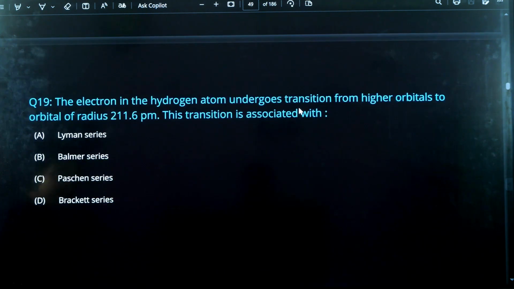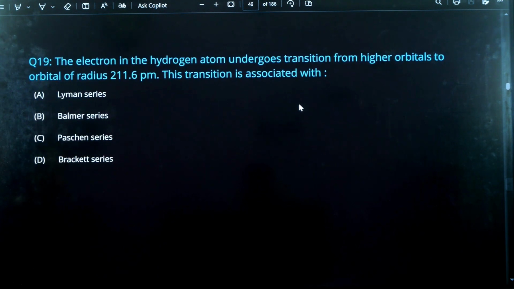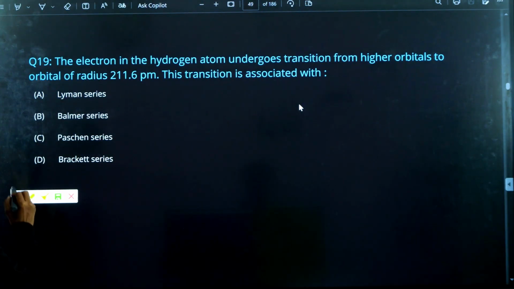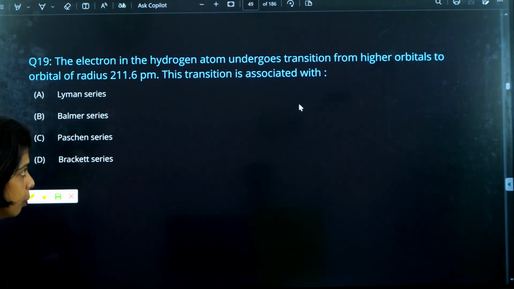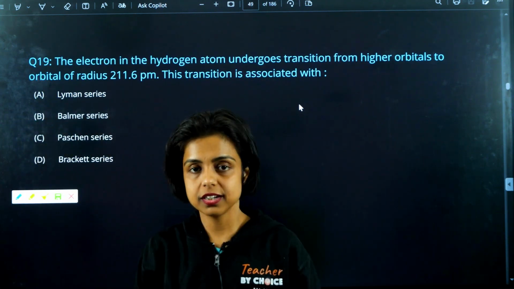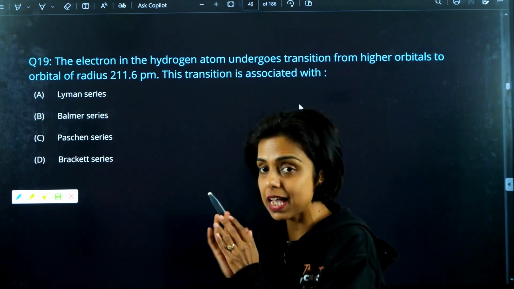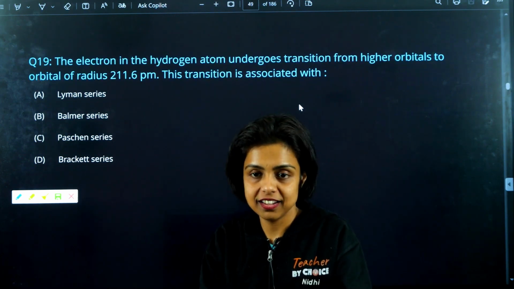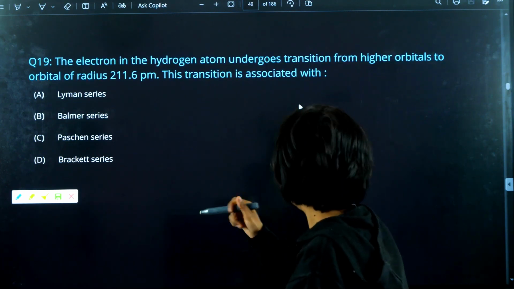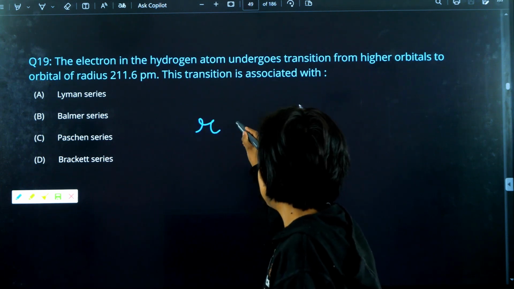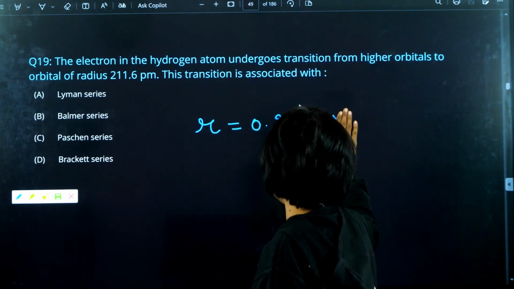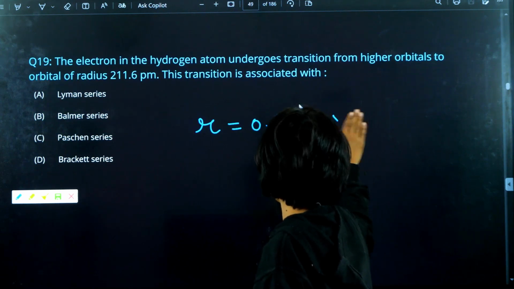Next question. The electron in the hydrogen atom undergoes transition from higher orbital to orbital of radius given in picometer. This transition is associated with which series? Okay, that means I am supposed to know electron comes to which n, right? So radius of the orbital is given, that is 0.529 n square by z. That is the Bohr radius formula.